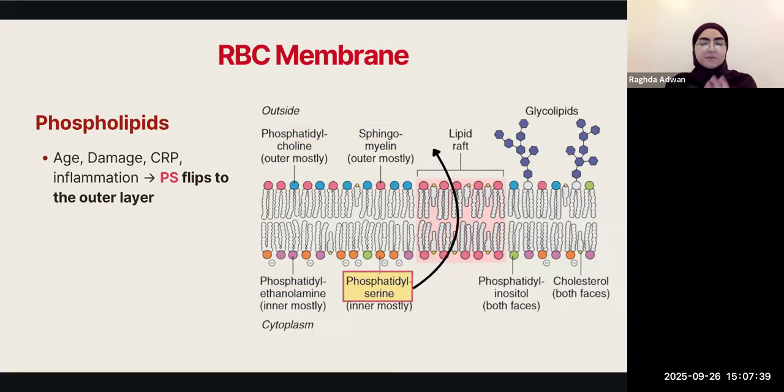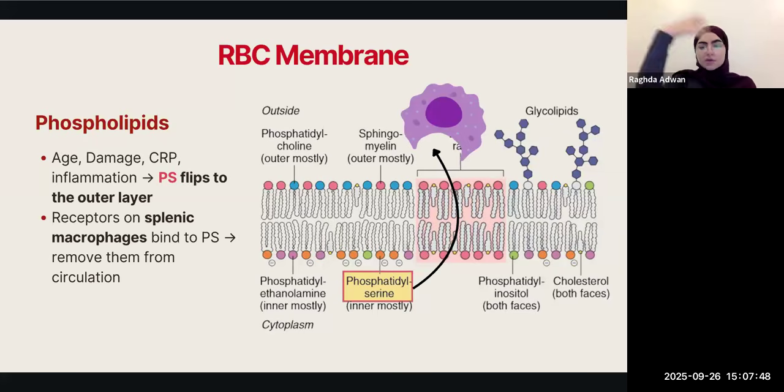Now, why does this matter? So what if it flips on the outside? This matters because it's not supposed to be on the outside. It's supposed to be on the inside. So it acts as a signal when it becomes on the outside. Now, other cells can see it, obviously, since it's on the outer membrane. Other cells can see it, and some cells can recognize it because it's a signal. And specifically, macrophages in the spleen, they have a specific receptor for phosphatidylserine.